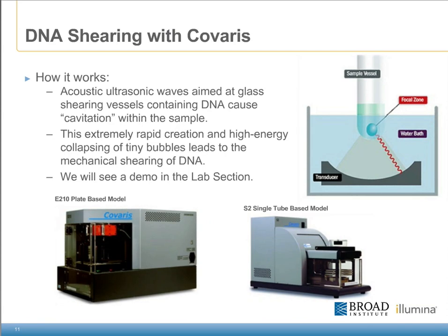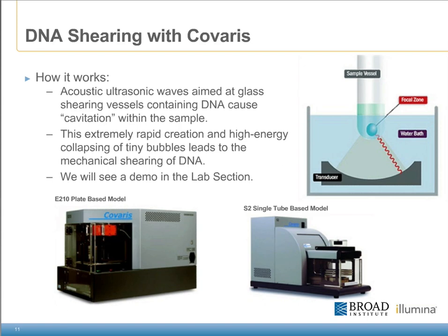So the way Covaris works is you've got on the right-hand side here, you can see a diagram of what's going on actually in the Covaris. So you've got a water bath, and you've got a transducer here, which is a metal bowl that shoots the acoustic energy at the sample in the glass vessel. And this acoustic energy causes cavitation, or basically a rapid vortexing action within the tube. And it's this rapid creation and popping of these bubbles that leads to the mechanical shearing of the DNA.